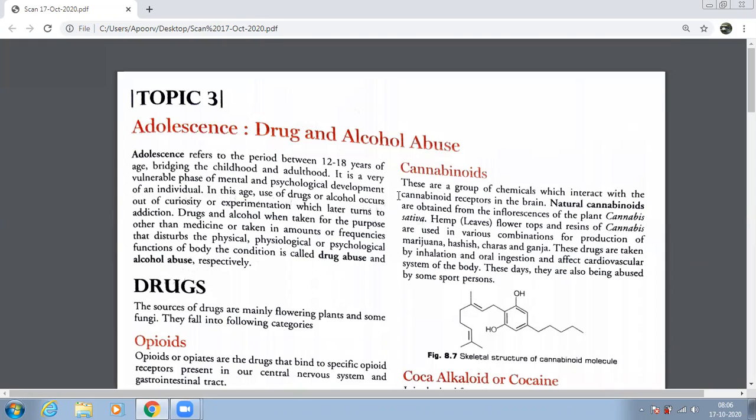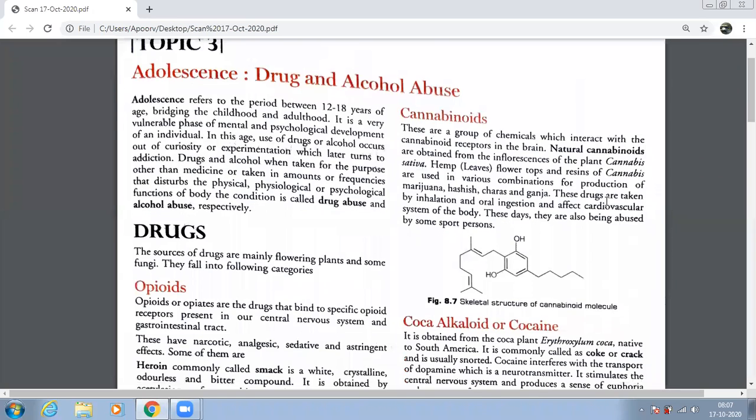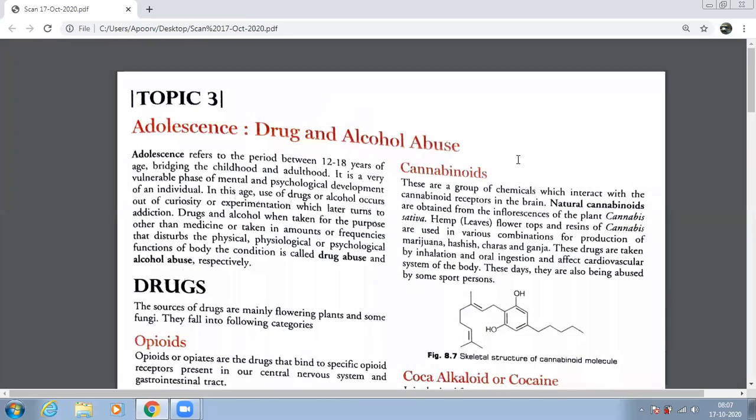What are they called? Cannabinoids. Which was the first category? Opioids. We are coming to cannabinoids. These are a group of chemicals which interact with the cannabinoid receptors in the brain. Beta, where did I tell you opioid receptors are found? CNS and the gastrointestinal tract. So you need to be very careful about this when we are studying. And cannabinoid receptors, where are they found? In the brain. If we talk about natural morphine, we were getting it from the poppy plant, whose name was what?